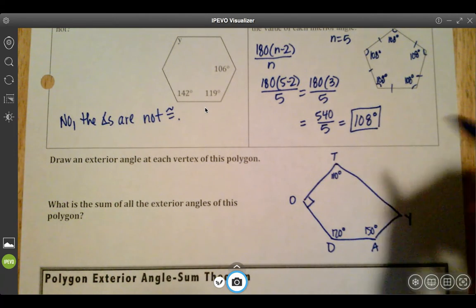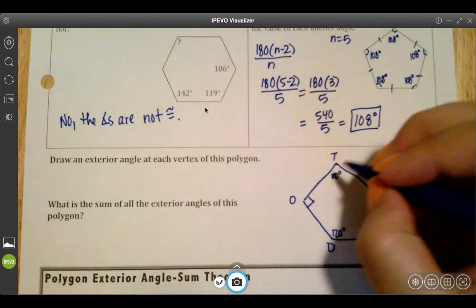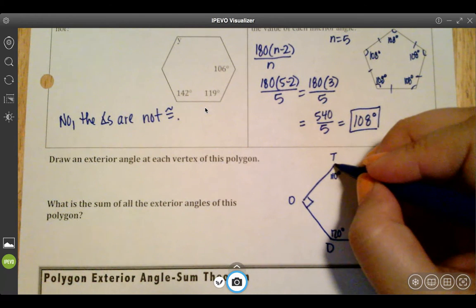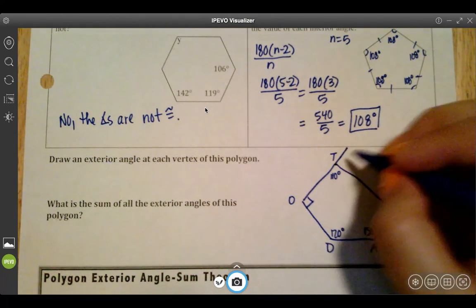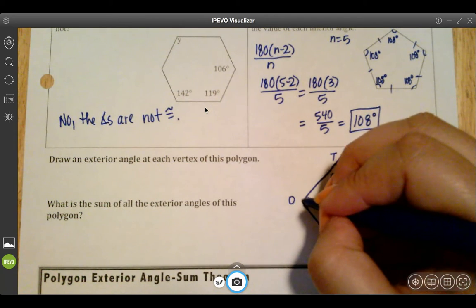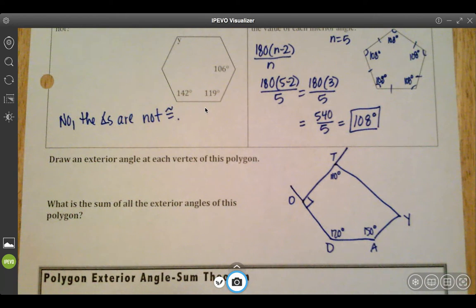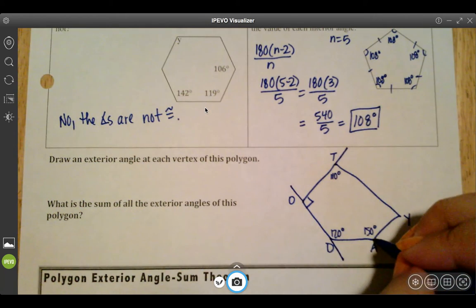Okay, so what we want to do is draw an exterior angle at each vertex, and what that means is going to the vertex and extending one of those sides. So there's the exterior angle. And we want to do that for each vertex. Now, it doesn't really matter which direction, which side we decide to extend. It will be the same angle measurement for the exterior angle.